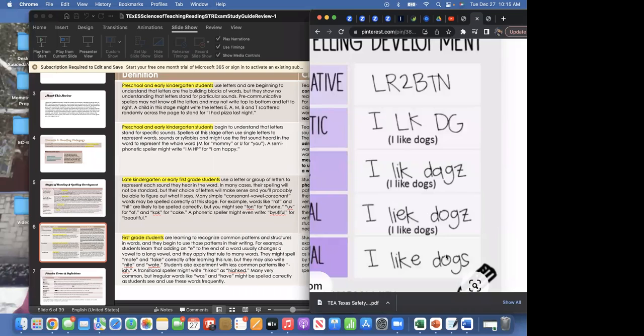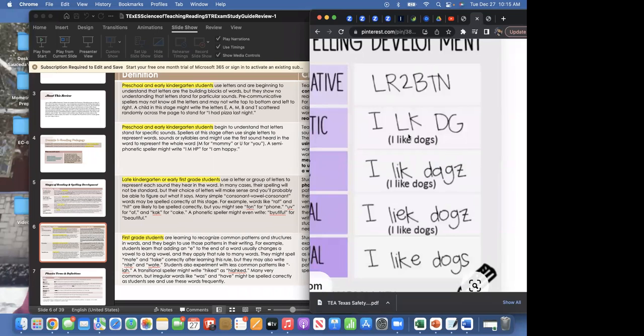So for example, words like rat and hit are likely to be spelled correctly, but you might see fawn for phone, F-O-N for phone, U-V for of, or K-A-K for cake. A phonetic speller, I mean, there's spelling by sound. A phoneme is sound, so a phonetic speller is a sound speller. And a semi-phonetic is like semi-sound, like they're semi getting the sounds. They're not getting all the sounds.